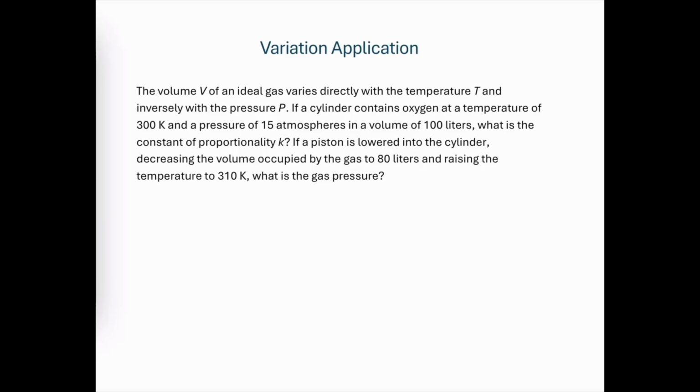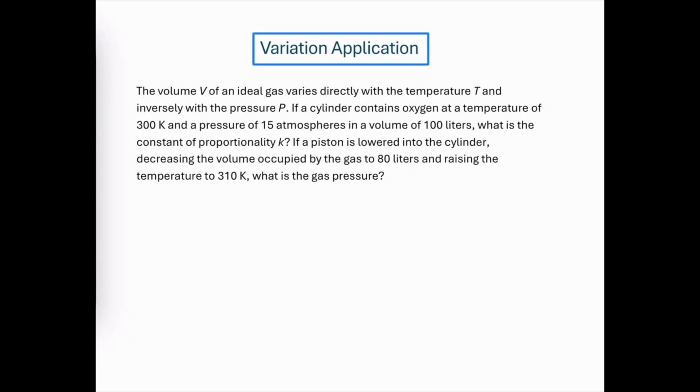The volume of an ideal gas varies directly with the temperature T and inversely with the pressure P. If a cylinder contains oxygen at a temperature of 300 Kelvin and a pressure of 15 atmospheres in a volume of 100 liters, what is the constant of proportionality, K? If a piston is lowered into the cylinder, decreasing the volume occupied by the gas to 80 liters and raising the temperature to 310 Kelvin, what is the gas pressure?